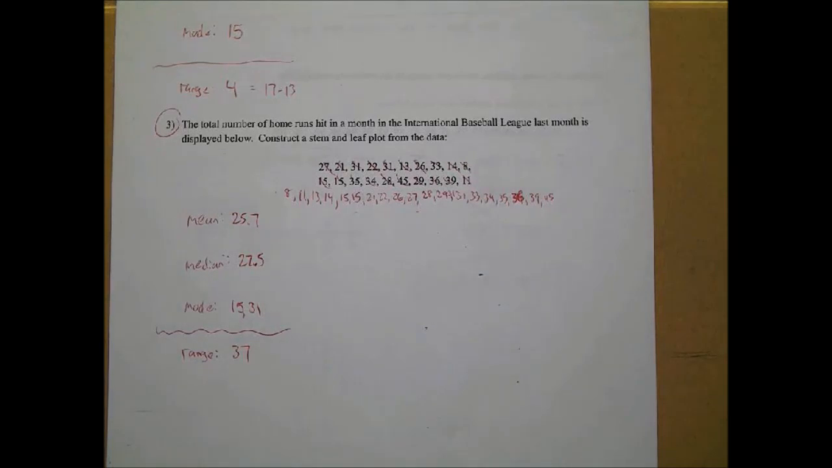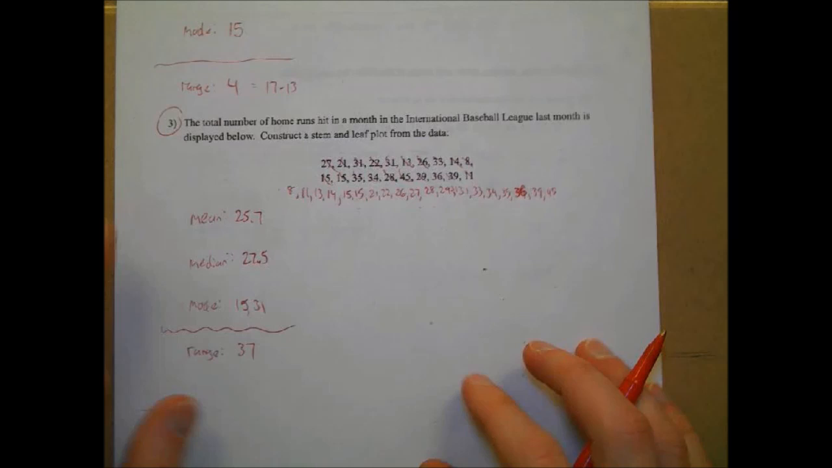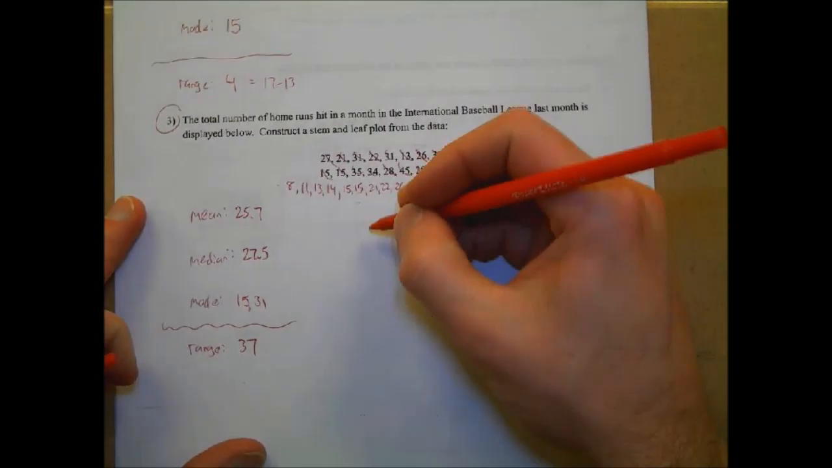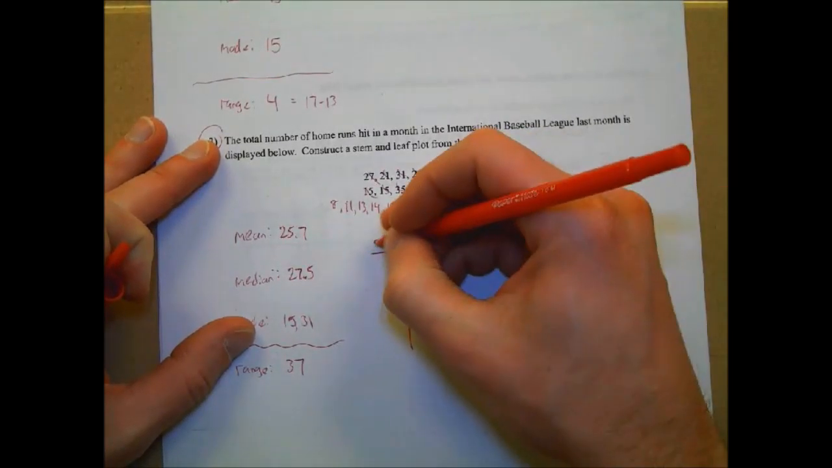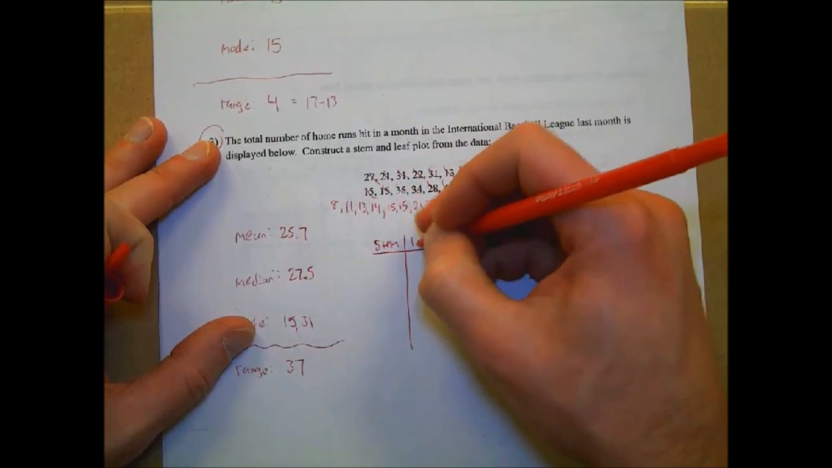Okay. To make the stem and leaf, it is helpful to have the data written in order. It's not necessary, but it's pretty useful. You really do want to do it. Okay, so let's build our stem and leaf plot. So we're going to have stems and leaves. So make like a little T here. Stem, we'll write right there. Leaf, we'll write right there.